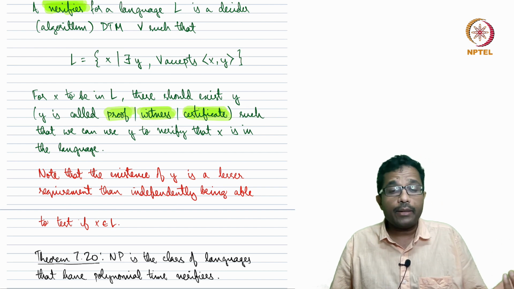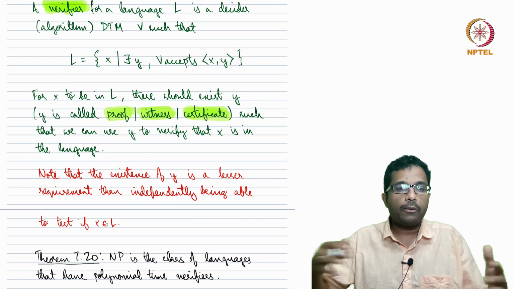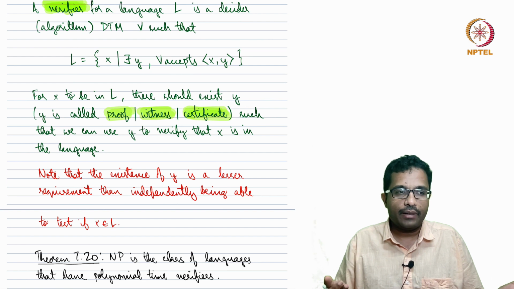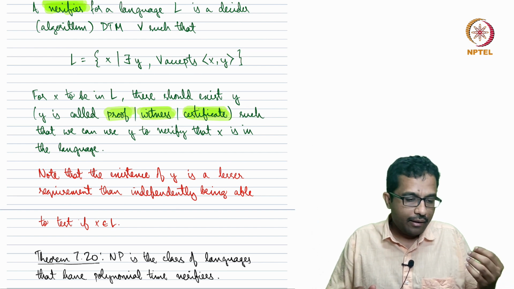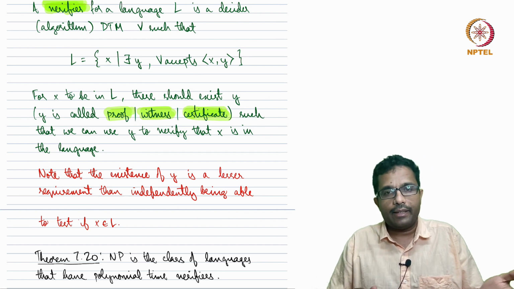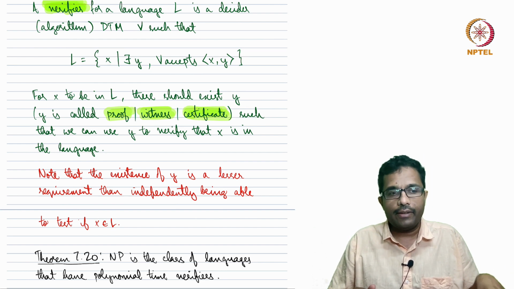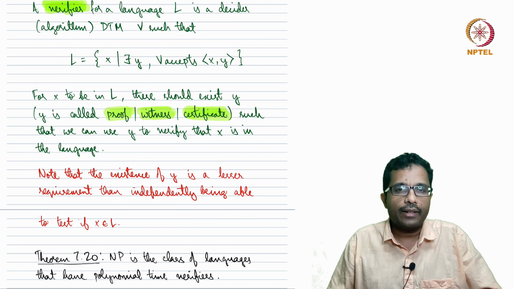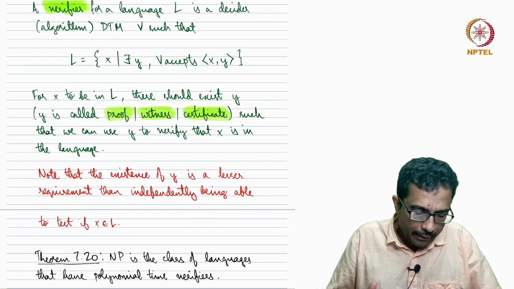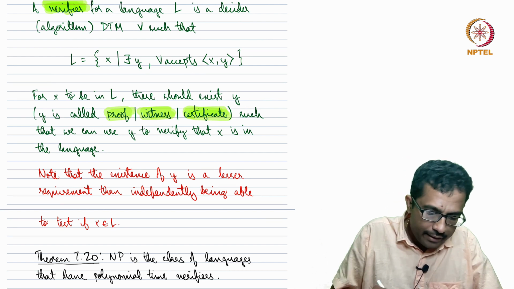Similarly for 3 colorability, given a graph, to decide whether it's 3 colorable, one has to check all possible 3 coloring assignments, right? But given a 3 coloring, it's easy to verify that this is a valid 3 coloring, right? If it's a valid 3 coloring, it's easy to verify. So the point I am making is that it is much easier to verify something, right?